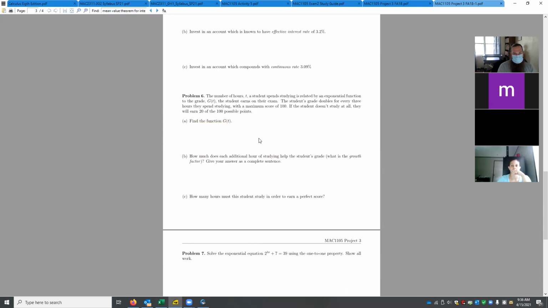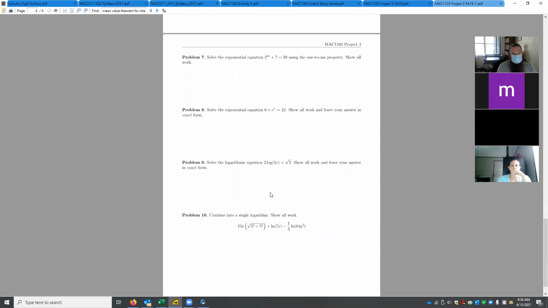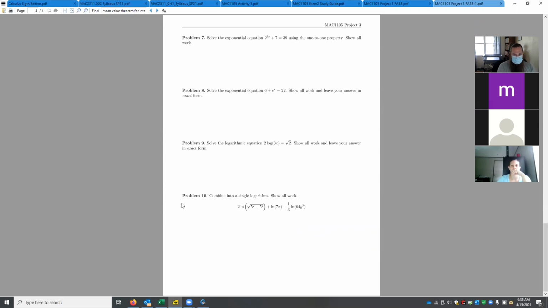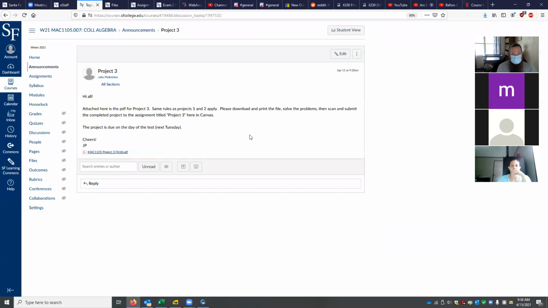So what's the solution to g of t equals 100? And then some equations and some expand and combine things. So, you know, stuff that you've been working on.